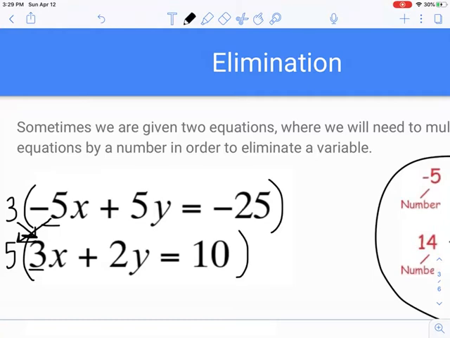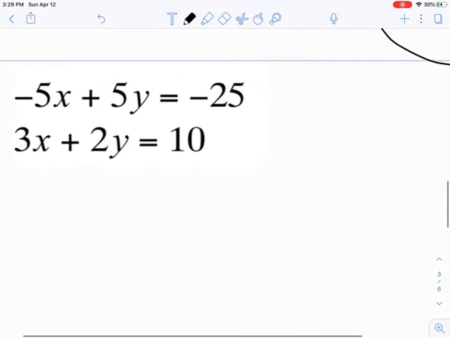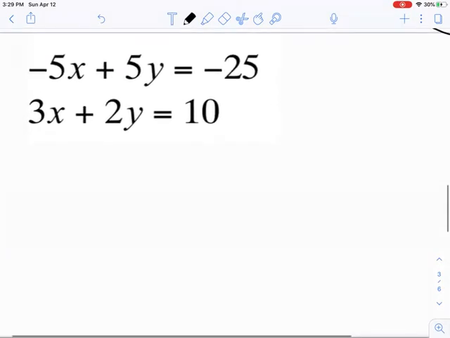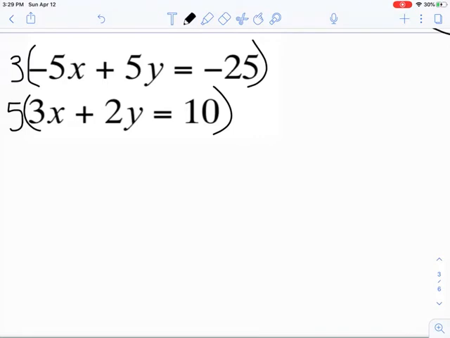So let's rewrite our equations. I'm going to move down. We're going to do it over here so we have some more space. So we said we're going to multiply this one by a 3, and we're going to multiply this one by a 5. And if you notice, there was already a negative in front of the 5 in the first equation. This means that when we multiply or use our distributive property, we are going to have additive inverses. Now let's see how that's going to work. We're going to distribute.